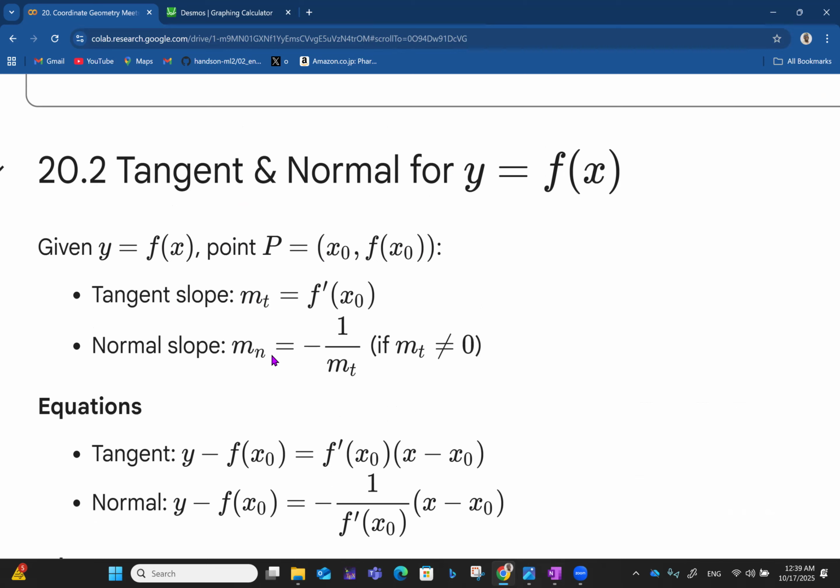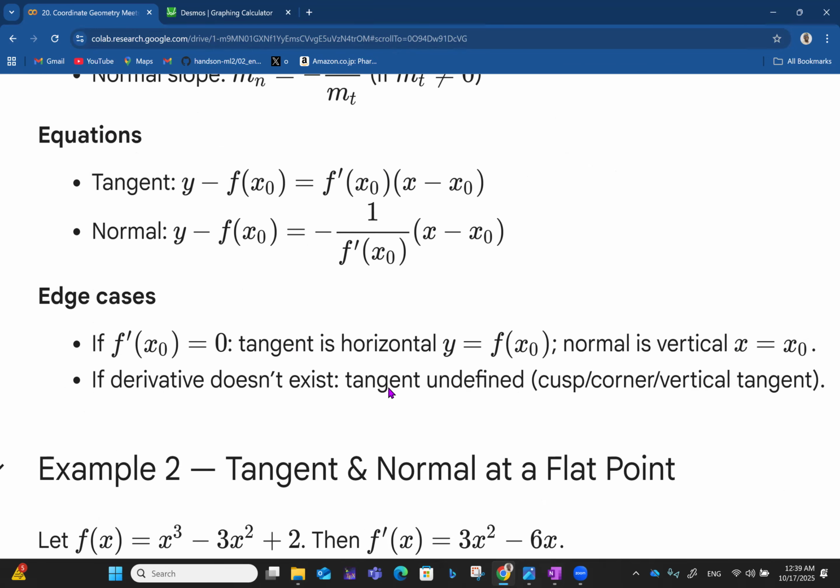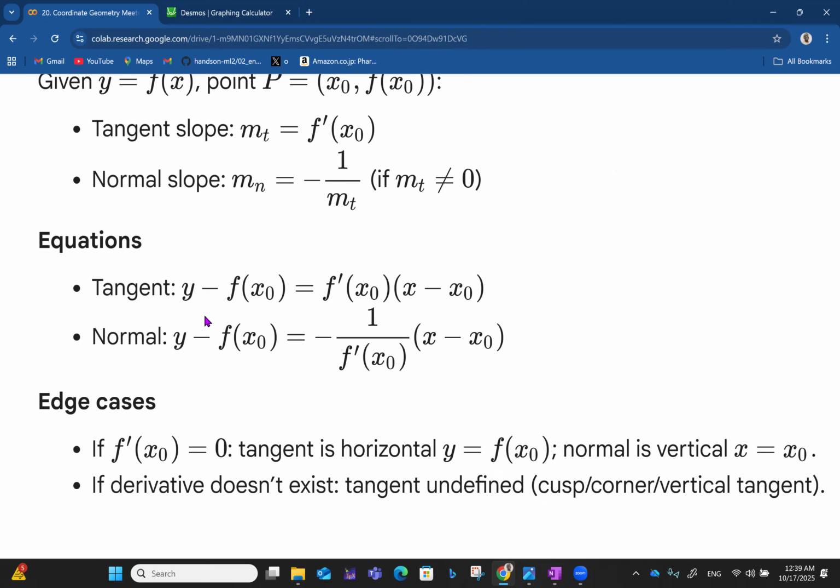And the normal slope: the tangent slope is mt equals f prime of x naught, right? Then the normal slope is mn equals the negative inverse of this, because the normal to this tangent will actually be perpendicular to it. So the product of the two slopes must be equal to -1, and mt must not be equal to 0, right? So that's why the normal slope will be mn equals -1 over mt. So we now have equations like this. The tangent is y minus f of x naught equals f prime of x naught into x minus x naught.